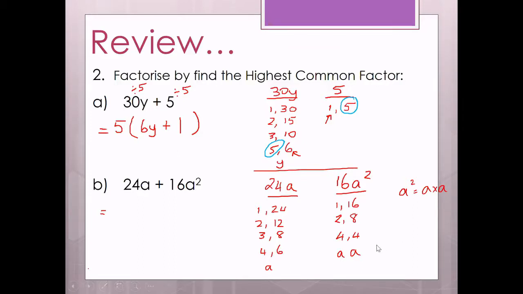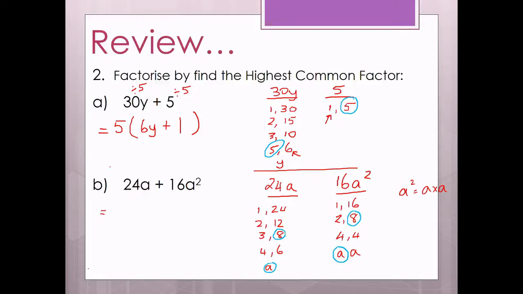Now I go through and I find what the highest common factor is. So again, I look for the numbers that are the same, and I look for the biggest one that's the same in both of those lists. I can see 1s, I can see 2s, I can also see 4. I can also see 8. Can I see any other common numbers? No. So it looks like my highest common factor has an 8 in it. I can also see something else that's the same in both of those lists, and that's the a there. So in this one, my highest common factor is actually 8a.